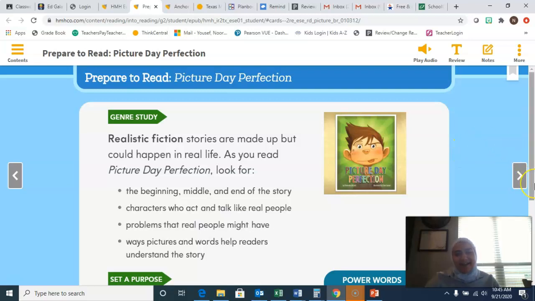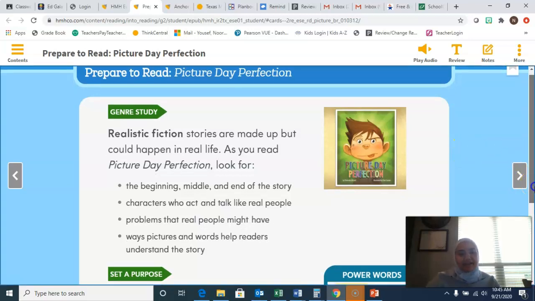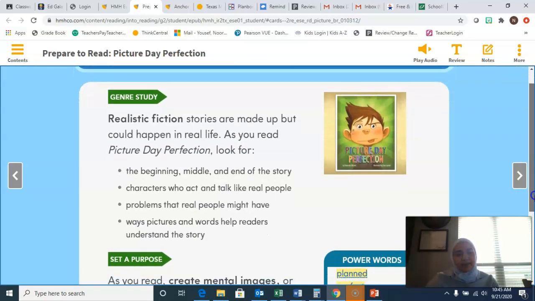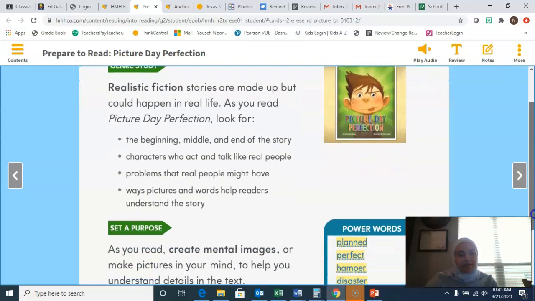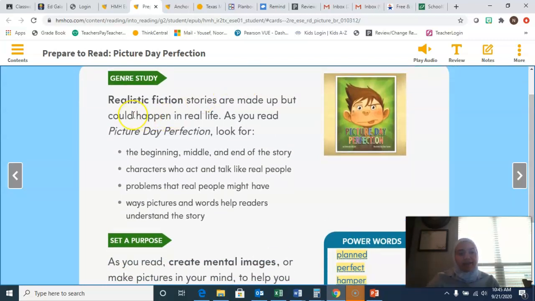All right. So let's go ahead and start to prepare to read this story called Picture Day Perfection. The genre of the book is realistic fiction. That means it's a fictional story. It's not a real story, but it could be realistic. It's events that really could happen. So realistic fiction stories are made up, but they could happen in real life.